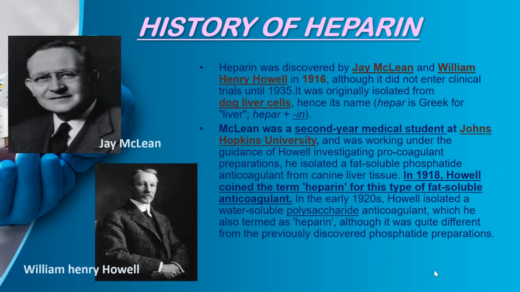History of heparin. Heparin was first discovered by J. MacLean and William Henry Howell in 1916, although it did not enter clinical trials until 1935. It was originally isolated from dog liver cells. MacLean was a second-year medical student at Johns Hopkins University, working under the guidance of Howell, investigating procoagulant preparations. He isolated a fat-soluble phosphatide anticoagulant from canine liver tissue.